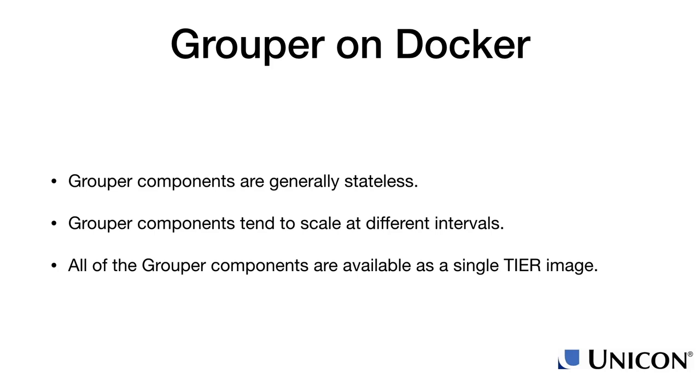All of the grouper components are available as a single tier image. To quote Paul Kasky, the grouper tier image is like a chameleon. It's able to morph and take on all of the various grouper roles.